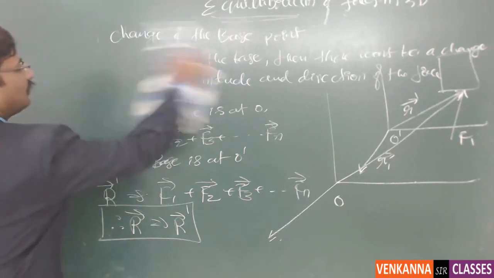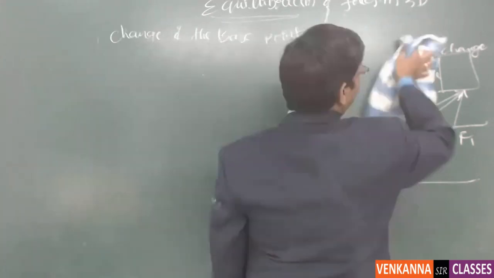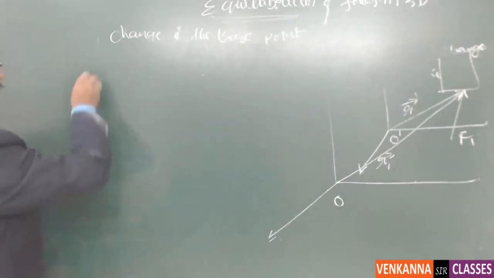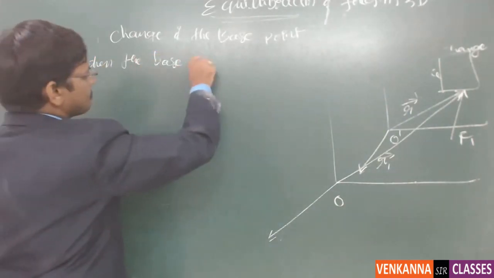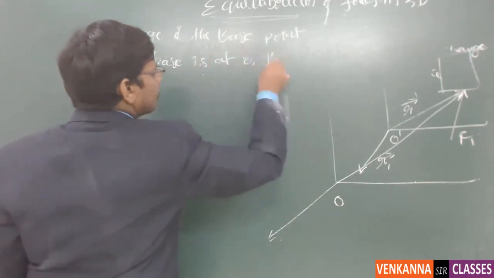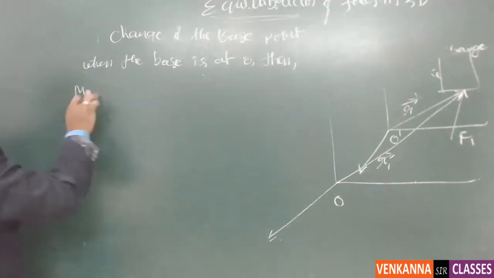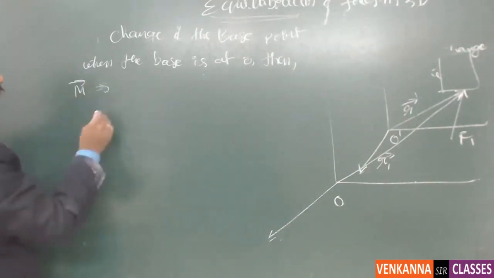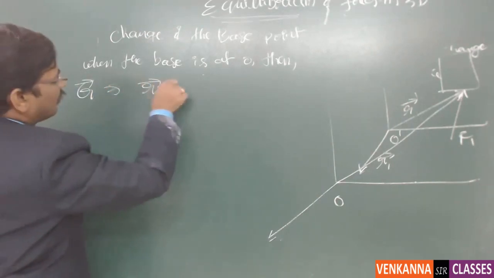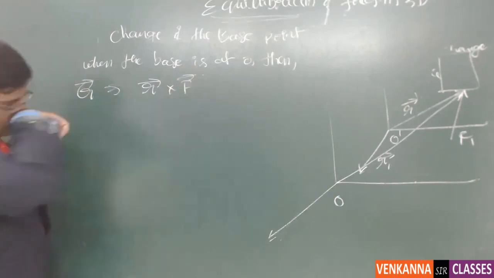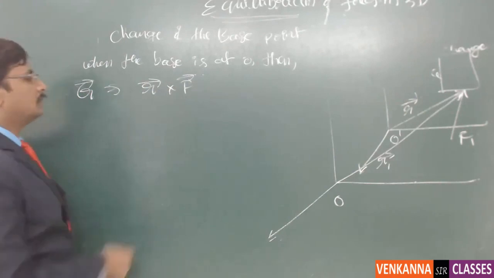Done? Okay. Now, the way we calculate the moment is, when the base is at O, then the moment M is equal to R cross F, right? So this is R cross F.